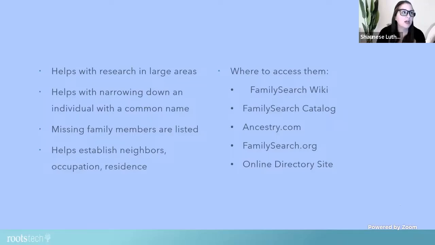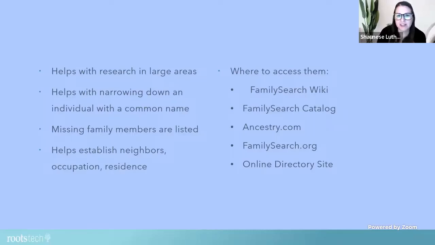You can access them at Family Search Wiki to see. You can also access them on Family Search Catalog. And I know on Family Search Catalog, some areas where it says directories will be like business directories. So you can look through there too. Ancestry.com, FamilySearch.org. And then you can also look on the online directory site. And that one was actually new to me too. I didn't know about that until a couple months ago.